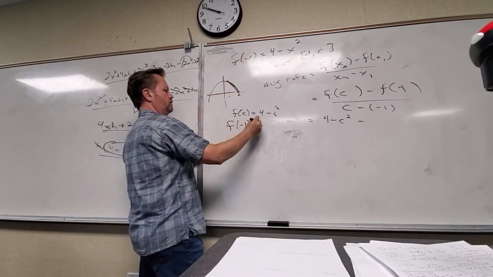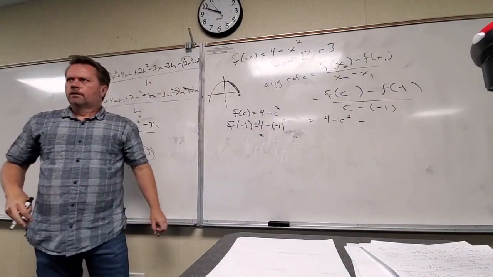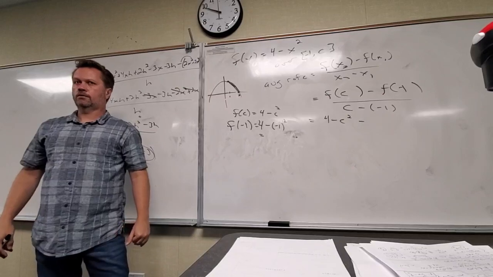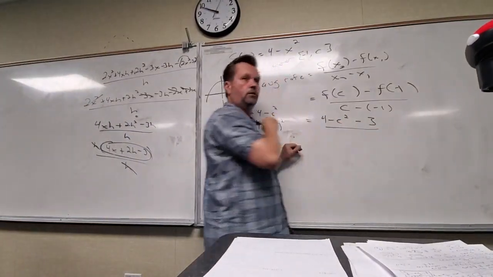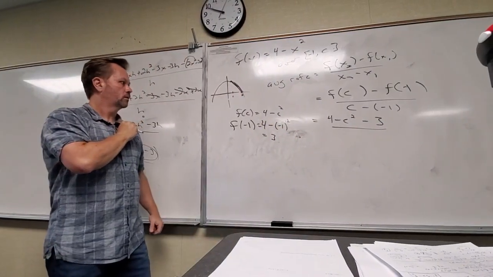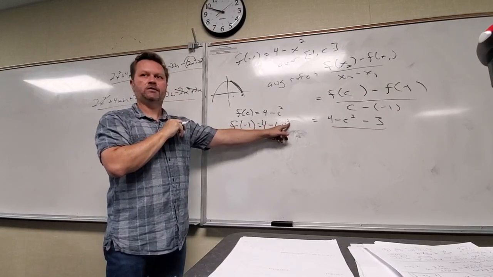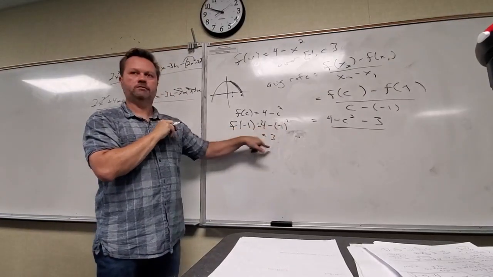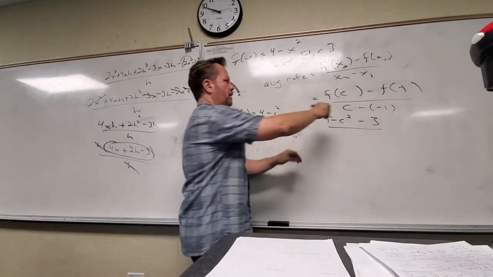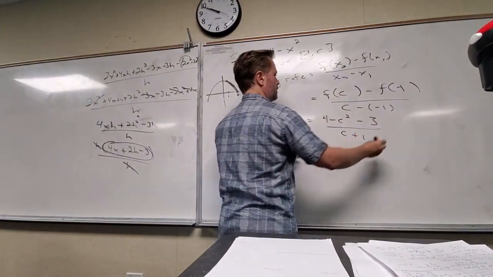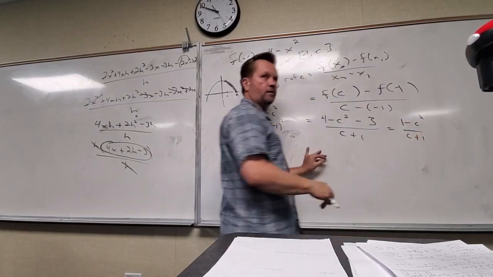Now I have to figure out what f of -1 is. What's f of -1? Three, right? 4 minus 1, 3. Wait, wouldn't that make it a plus? Sorry? Wouldn't that make it a plus? It's squared, so what do you do first? Exponents. That becomes +1. 4 minus 1. Yes. And then what's C minus -1? C plus 1. So then I get 1 minus C squared over C plus 1.